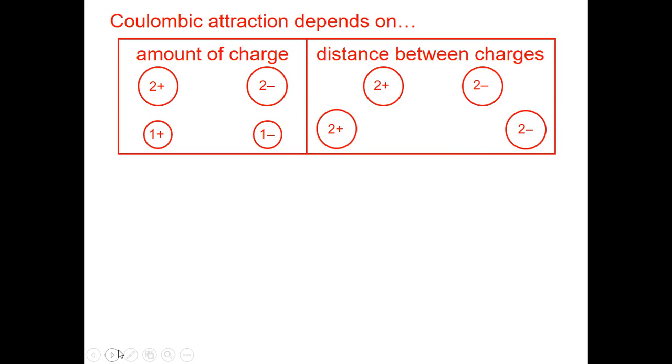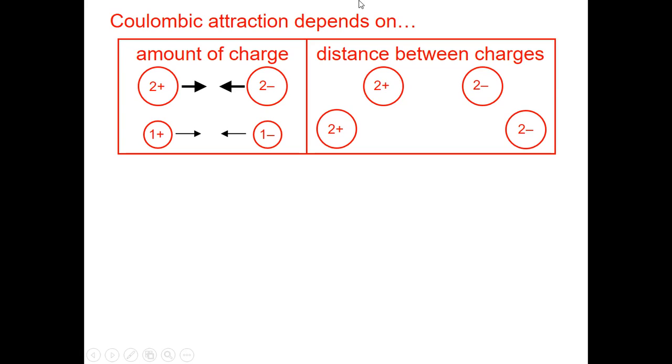So when we think about charges, there's two things that affect the attraction of charges. One is the size of the charge. If you have more charge present, for example, +2, -2, the attraction between them is going to be greater than with less charge. If we only have a +1 and -1, that's not going to be as strongly attracted as a larger charge. Think about if you have very powerful magnets, they're going to be attracted to each other more than weak magnets.